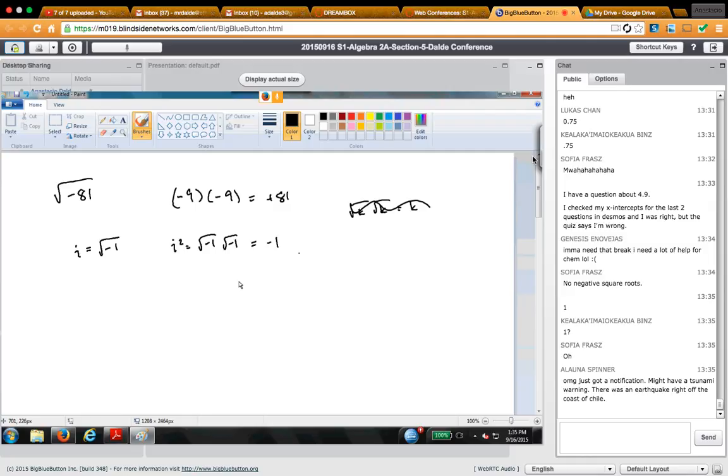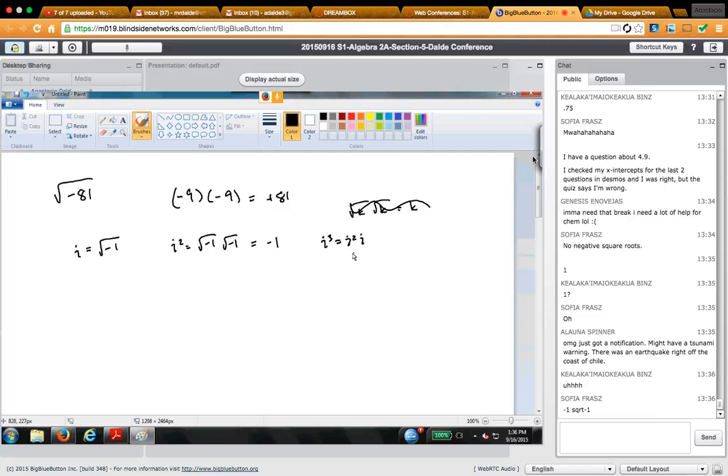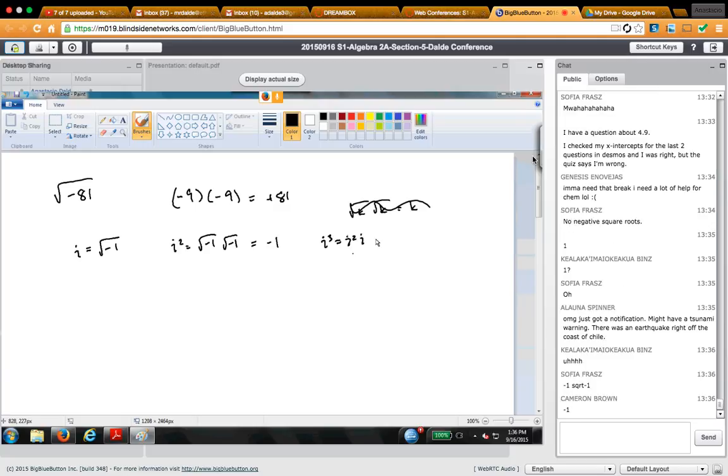Yeah, let's continue this game. What about i cubed? Well, that's equal to i squared times i. You guys see what I'm saying? What is i squared? Negative 1. So i cubed is negative i. Got it? I know, it's weird.